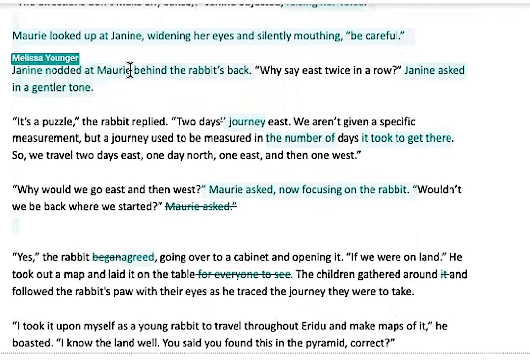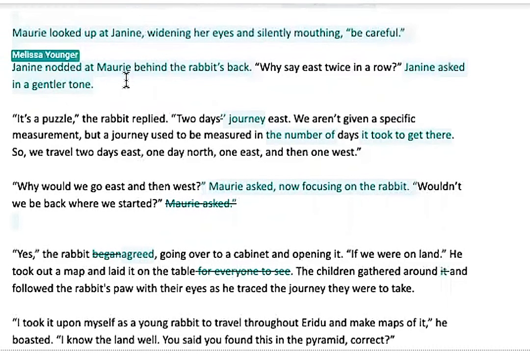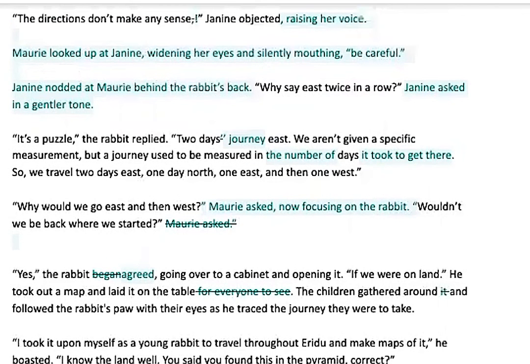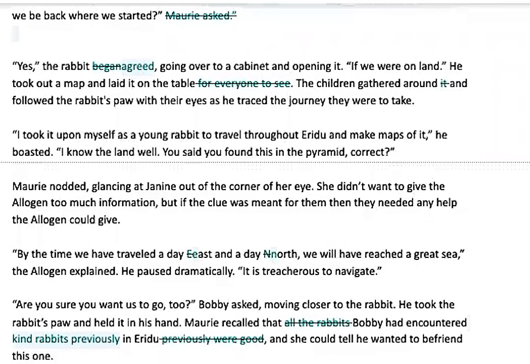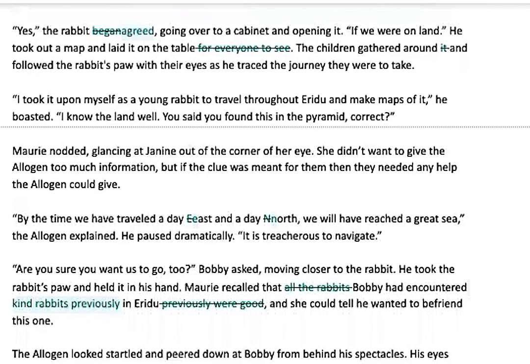Janine nodded at Mari behind the rabbit's back, okay, to show that she sees Mari's signal. "Why say east twice in a row?" Janine asked in a gentler tone. So Mari was cautioning her, be careful, don't make this guy mad, right? That's why Janine's now talking in a gentler tone. I moved the dialogue tag from down here to up here because I liked breaking it up that way better. So some of it is stylistic. Some of it just sounds better. It feels better. So I've already done all the grammar stuff.